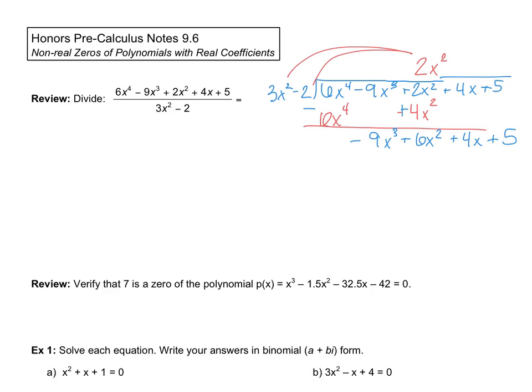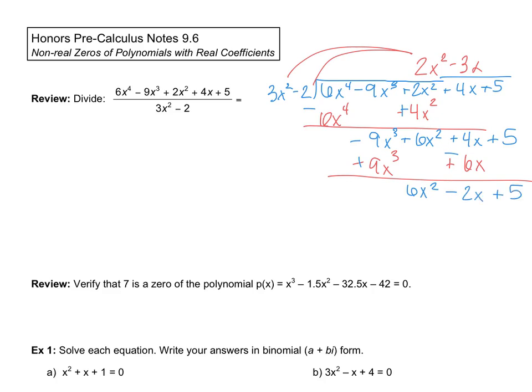What do I need to multiply 3x squared by to get negative 9x cubed? And that would be negative 3x. And then I take negative 3x again and multiply it by both 3x squared to get negative 9x cubed, and multiply by negative 2 to get positive 6x. So write that under the x term. And then again we subtract, which would make that really adding. And we end up with 6x squared and 4x minus 6x is negative 2x plus 5.